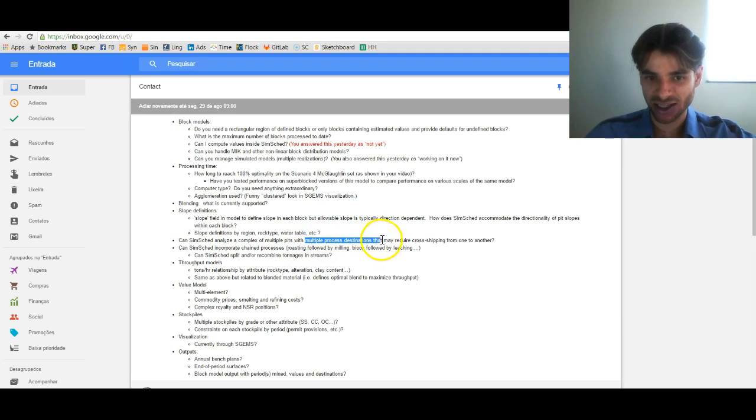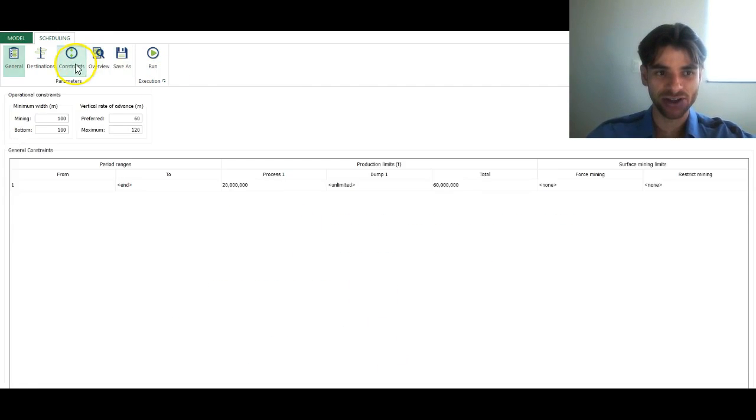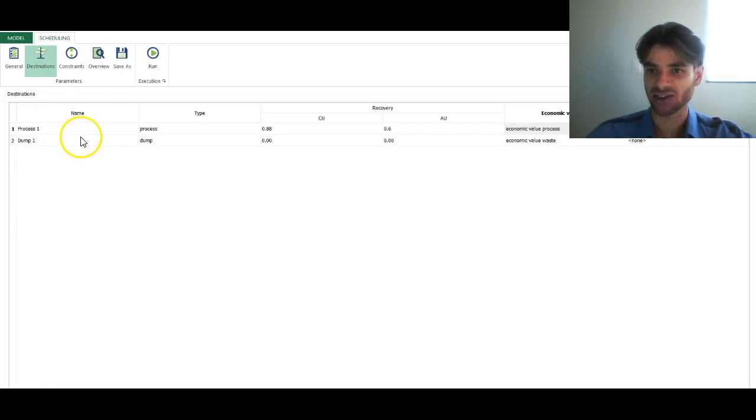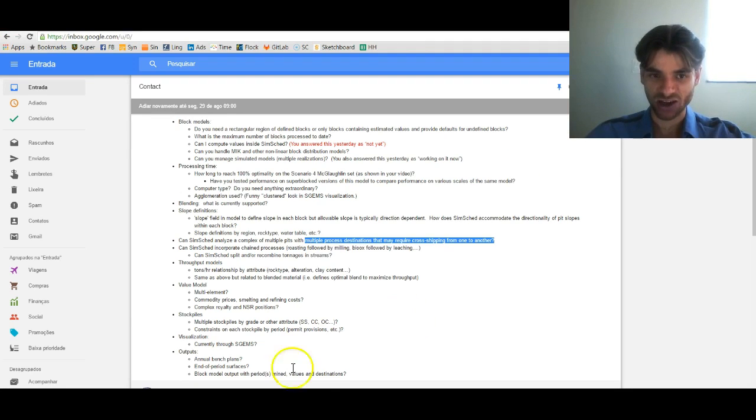And multiple process destinations that may require cross-feeding from one another. Multiple destinations is possible. So you have destinations here. You can put as many destinations as you want. And for each block, you're going to inform: if I take the block and send it to this destination, this is the value. So what are you asking here? You can do it, no problem. Just set up the economic values accordingly. So this is possible as long as you put all the models in the same model.